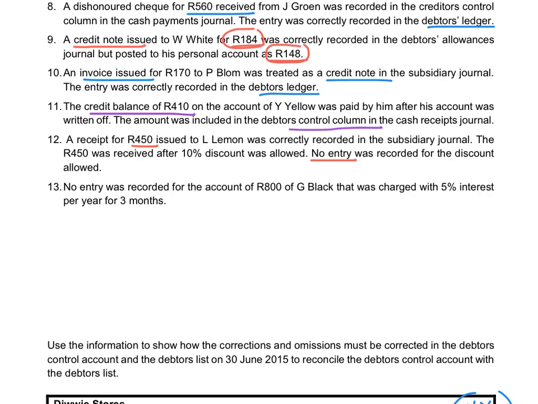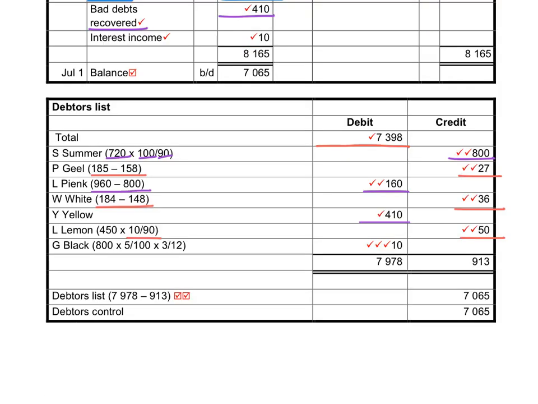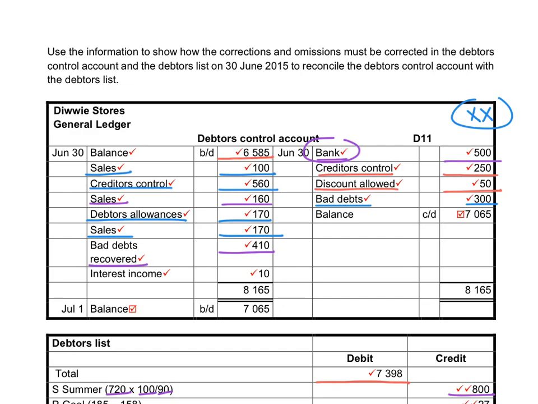No entry was recorded for the account of 800 of G. Black that was charged with 5% interest per year for 3 months. No entry was recorded, so it means that we have to correct this mistake in both places. We will debit Black's account with the interest calculated on the outstanding amount of 800, 5% for 3 months, and that will increase his account with 10 Rand. We will also record the 10 Rand on the debit side of the debtors control and credit interest income.